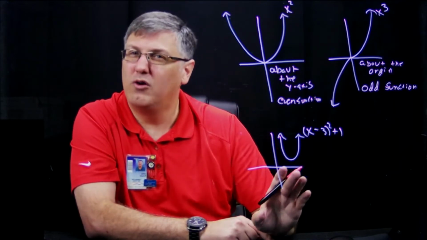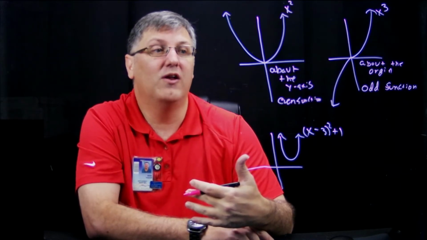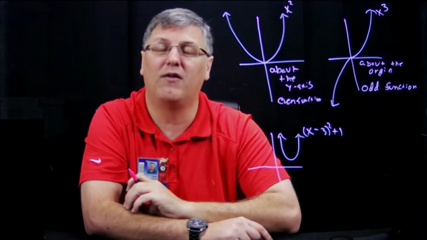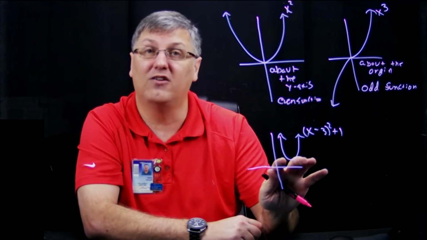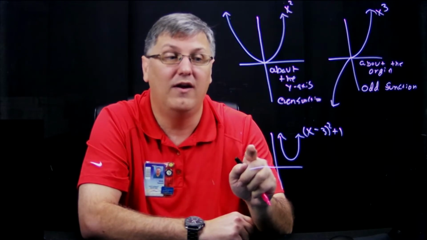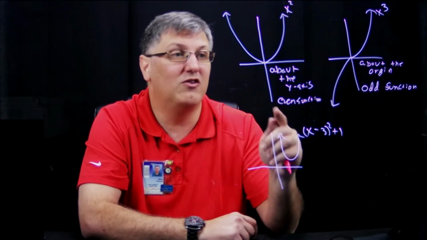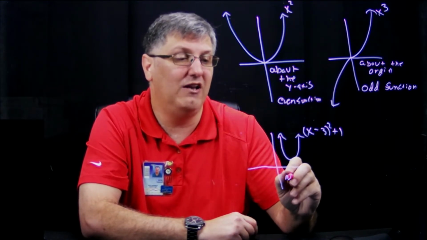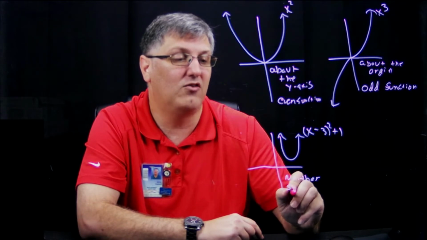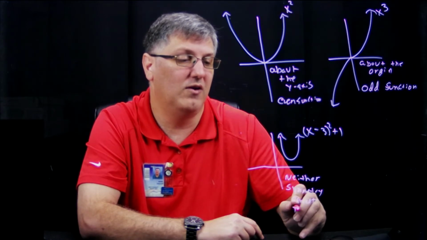Now, even and odd are pretty special, but the majority of the functions that we're going to deal with aren't going to be able to fold on the y-axis and perfectly match up, and are not going to be able to be rotated 180 degrees around the origin and match up. We're going to have stuff like this. If I took this graph and folded it on the y-axis, it doesn't perfectly match up because there's nothing here. If I hold my finger on the origin and rotate it 180 degrees, there's nothing here. So it's neither one of these. We call this a neither. We say it's neither even nor odd, and symmetry cannot be determined.